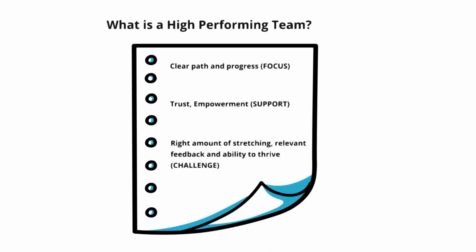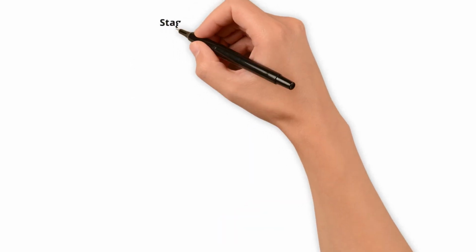So, you kind of need to break it down into three main areas: focus, support, and challenge. A team needs a clear sense of where they're going and how to get there. They need a sense of connection, trust, and empowerment, where you provide support, and the right amount of stretch, feedback, and positivity. And this is where you can provide that challenge aspect of it.